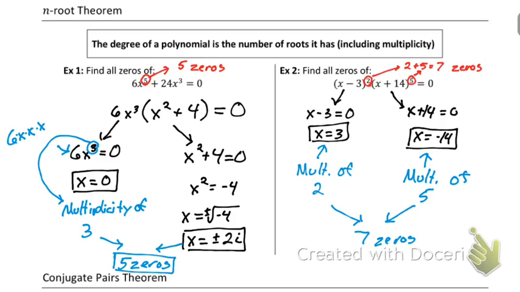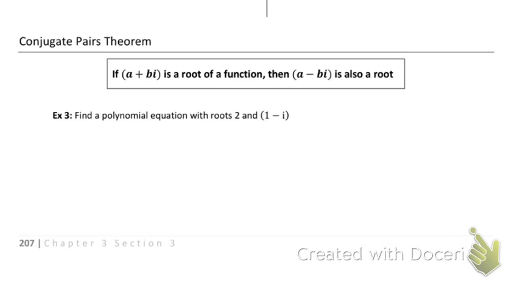Questions on multiplicity and how many zeros I'm supposed to be able to find. It's just sometimes nice when I have a polynomial and I say find all your zeros, to know how many you're looking for versus just blindly going down a path of not knowing when you have to end.